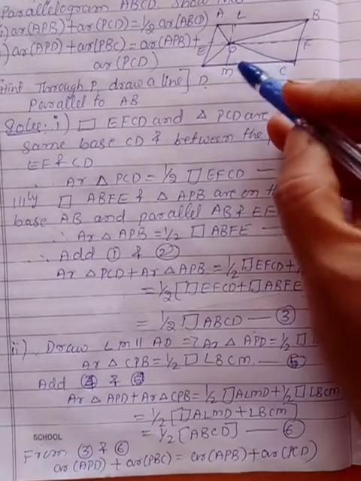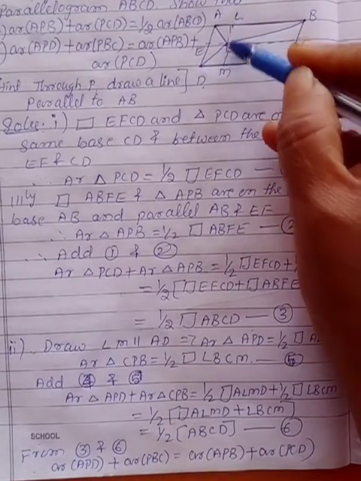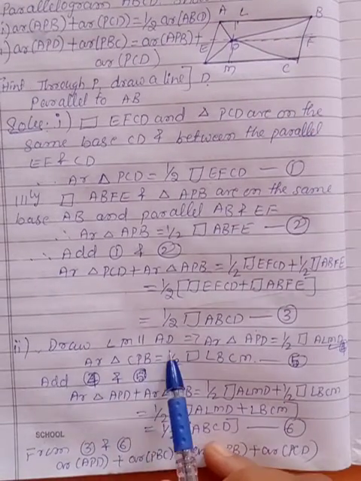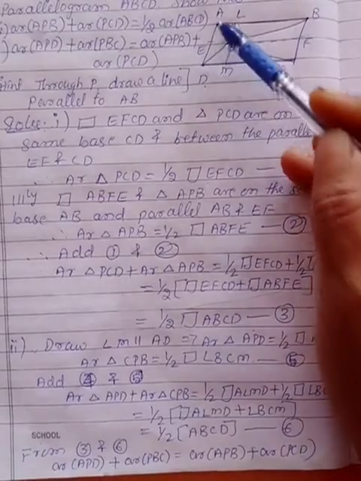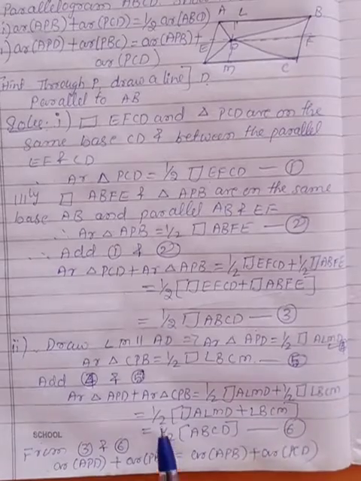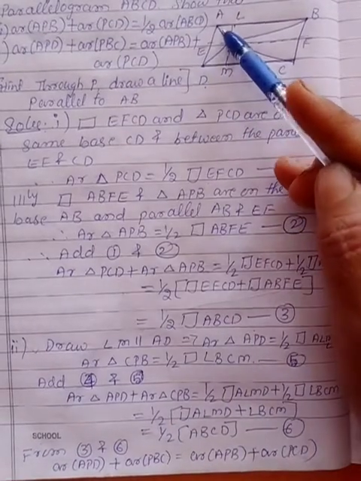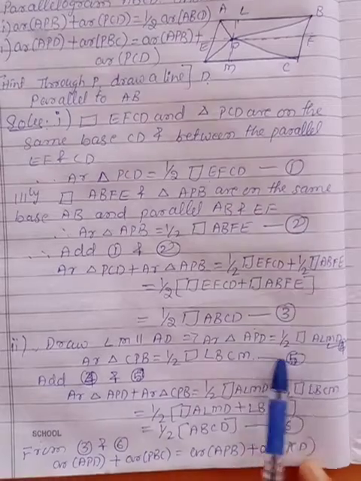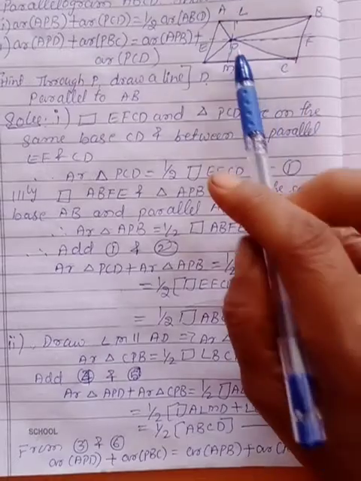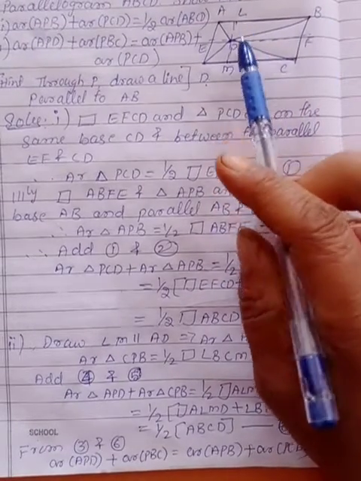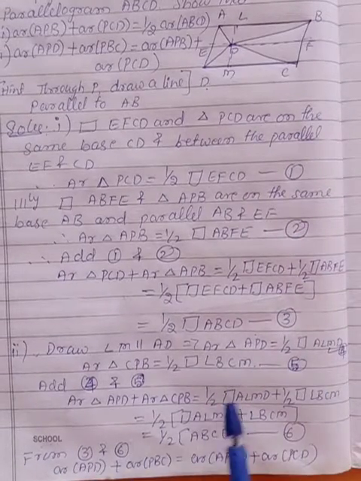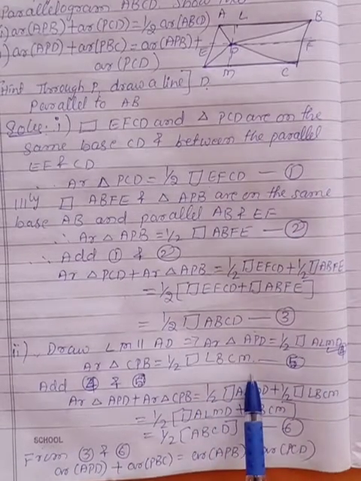Now draw one more line passing through P which is parallel to AD, the line LM. Draw LM parallel to AD. That time we got this triangle APD and one parallelogram ALMD. So this APD will be what? Half of this parallelogram. That is the thing I have taken as 4. This side if you take, triangle CPB is half of the parallelogram MLBC. Call it as 5.